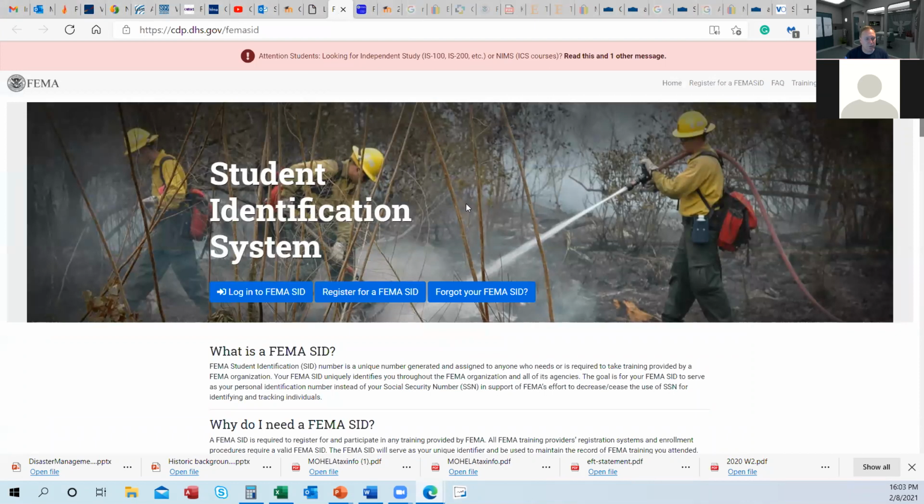here. So again, does your screen show student identification system? Is that what you're seeing? Yes, sir, it does. Okay, so if you'll go to this blue bar and click on register for a FEMA student ID, all it does is it creates basic demographics so that you can take other courses that are a part of the independent study program.